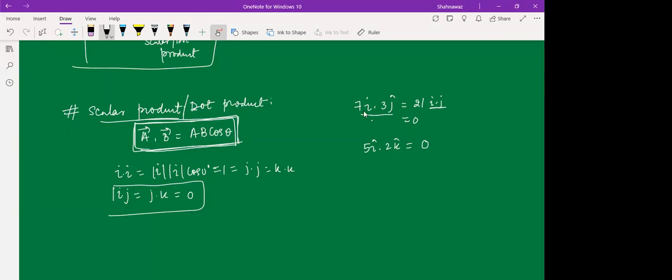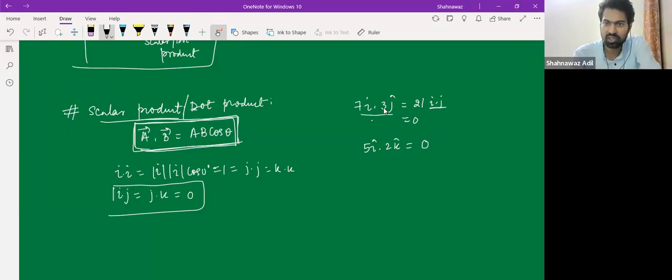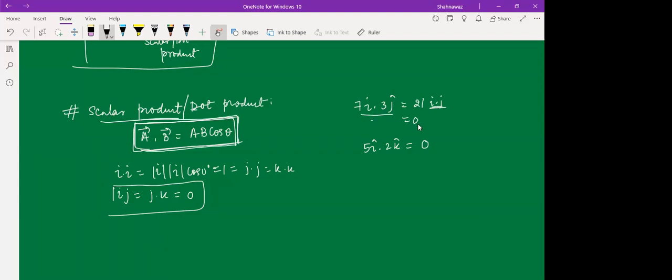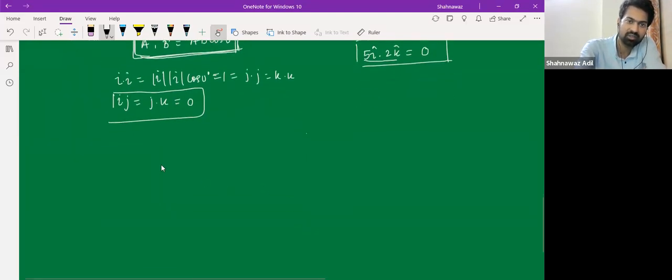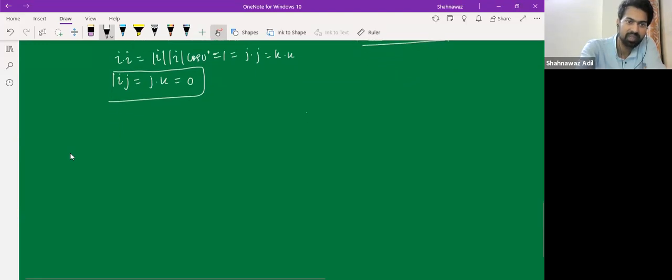So if I want to calculate 7i dot 3j, this would give me 21 into i dot j, and i dot j is 0. So 7i dot 3j would be 0, right? And if I want to calculate 5i dot 2k, this would again be how much? 0, right? Okay, so now you can understand how we can calculate the scalar product.